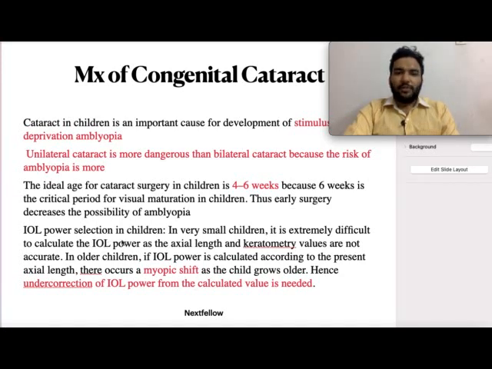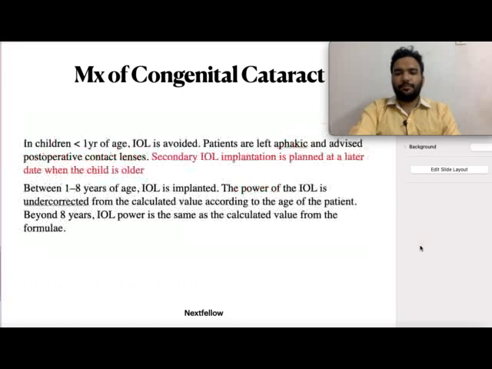And IOL power selection. Here the trick is that in very small children, it's extremely difficult to calculate IOL power, as the axial length and keratometric values are not accurate, because the child grows and the eyeball also grows, the axial length also grows, and also the corneal curvature grows. So all these things will result in myopic shift. Hence under correction is always better than over correction. If you correct it properly, then the patient might get myopia. So we have to under correct and then prevent myopia.